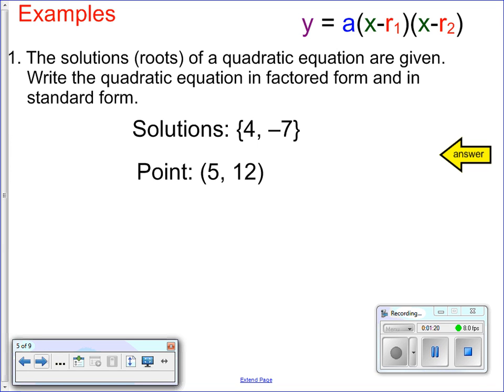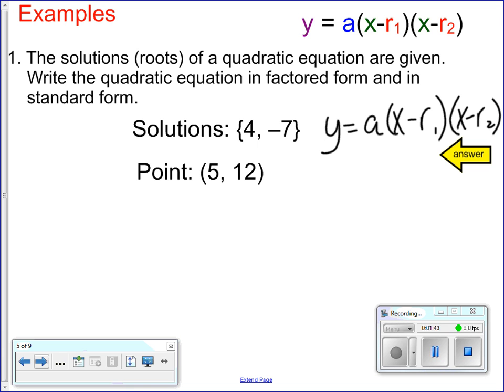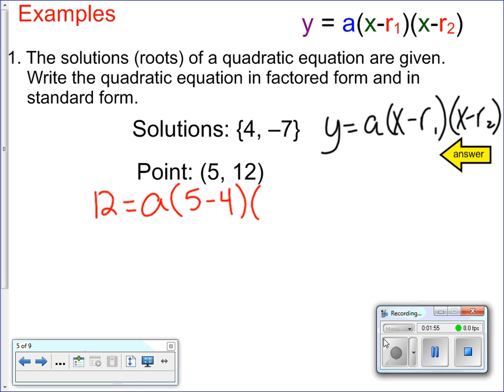So for example, this one says the solutions of a quadratic equation are given, write the quadratic in factored form and standard form. So we've been given the solutions and a point. So we'll start with our y equals a times x minus r1, x minus r2. So let's fill in what we know. We know y equals a. We know x. We know the first solution and the second one.